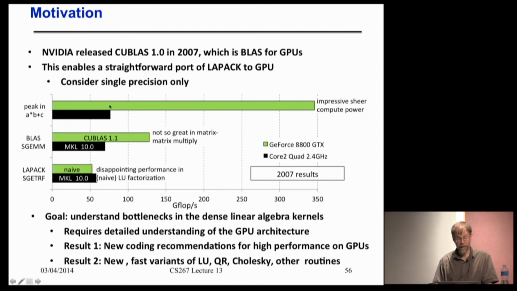So here is the gigaflops, so going right is faster. So here was the peak speed of doing a Saxby compared to the Core 2 Intel Quad machine to which it was attached. So obviously it wins there.